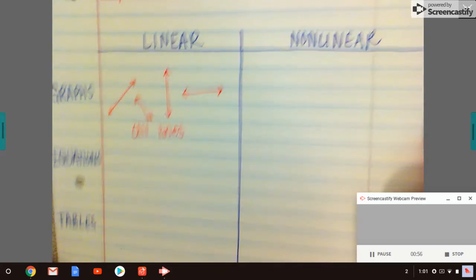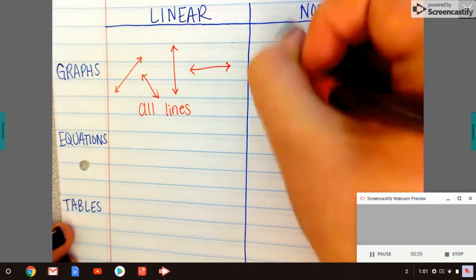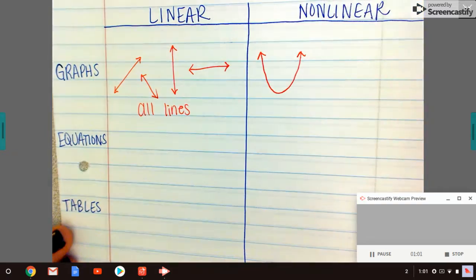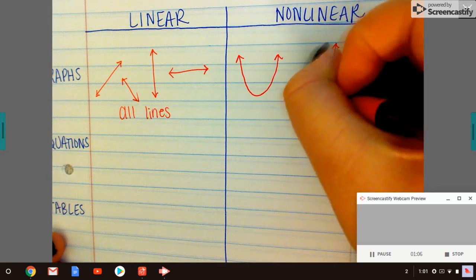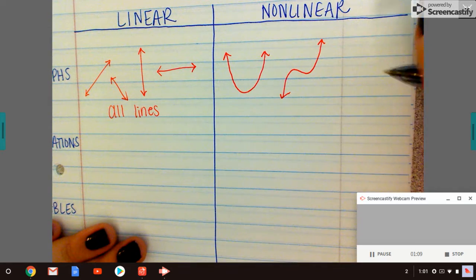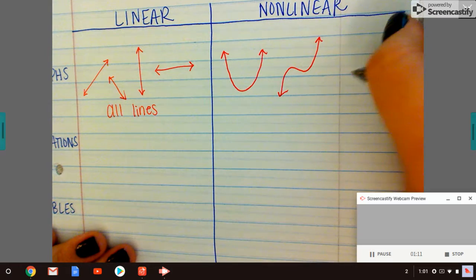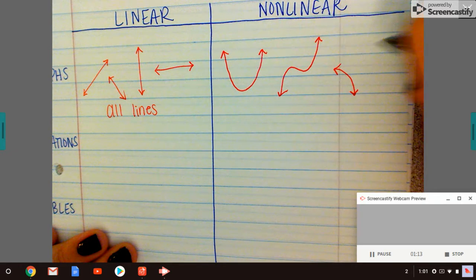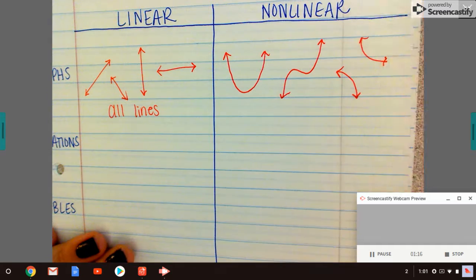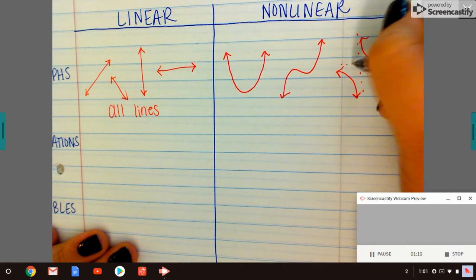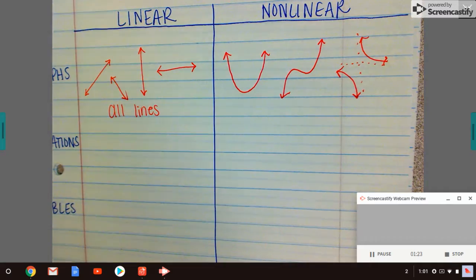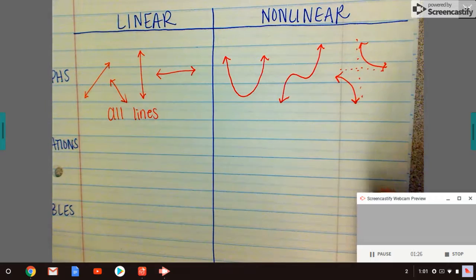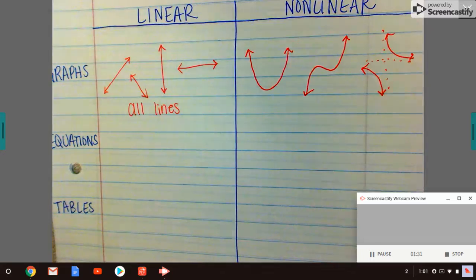Nonlinear is anything that's not a line. So we could have a parabola, not a line. We could have a cubic function, definitely not a line. We could have a fractional function, so maybe one that looks like this. That's a little different one. Or an exponential function. There's lots of ones here that go in the nonlinear group. But anything that isn't a straight line, you can count as nonlinear. So there's our first bit.